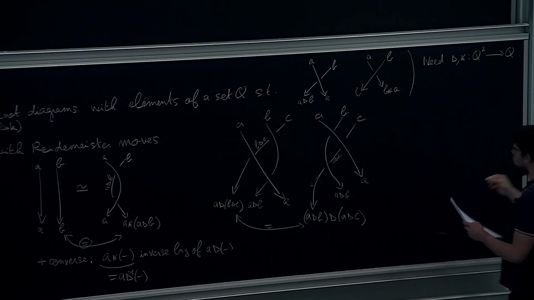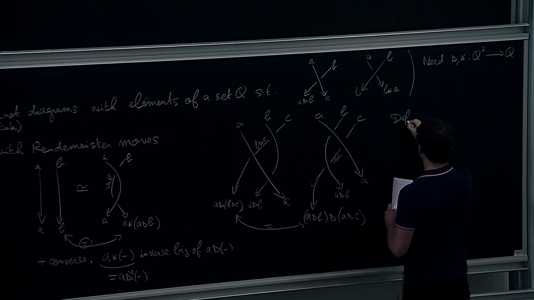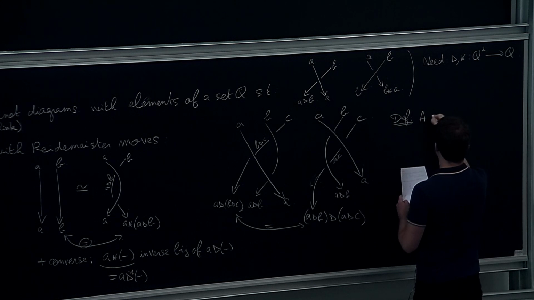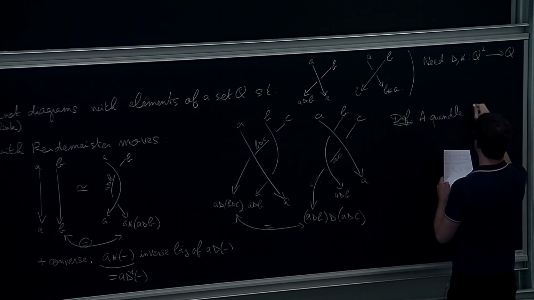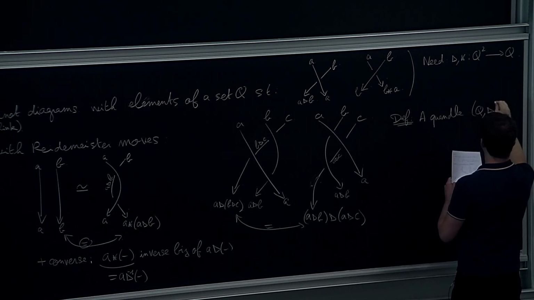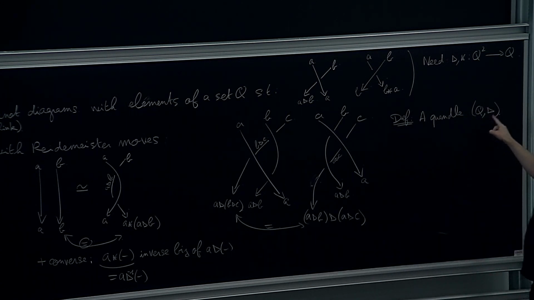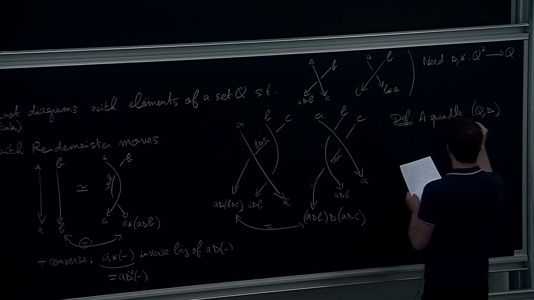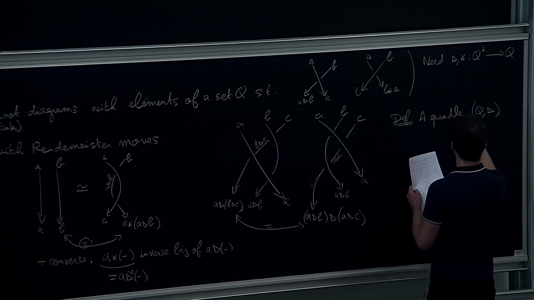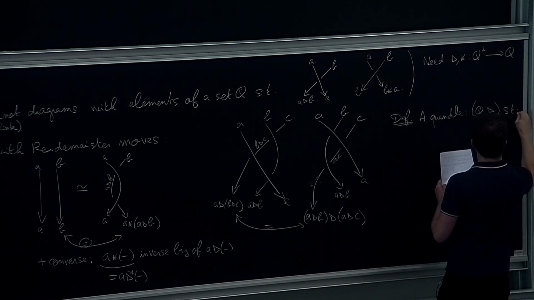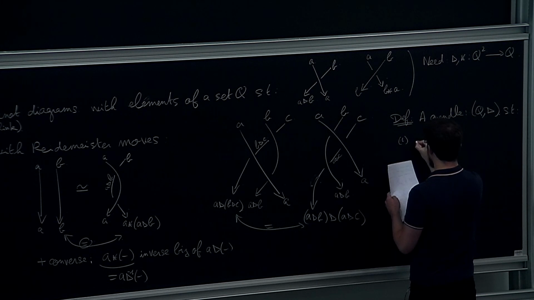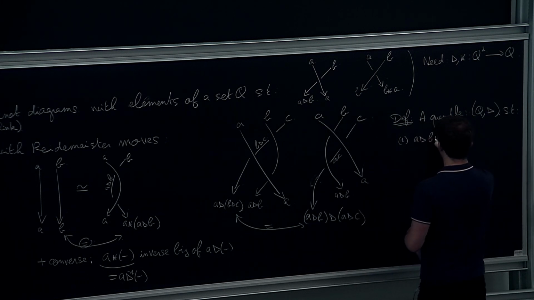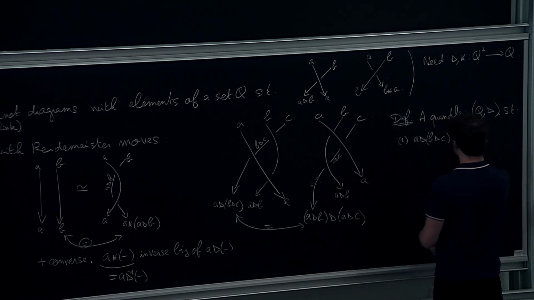So now I can give a definition. A quandle is a set with an internal composition law, such that I have three axioms. So the first one is that it distributes over itself.